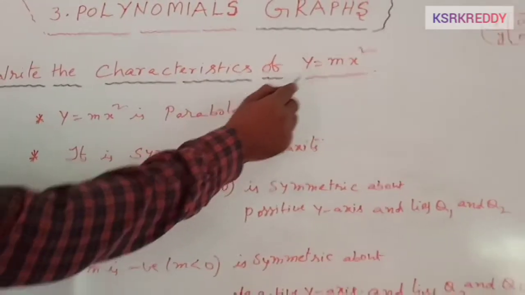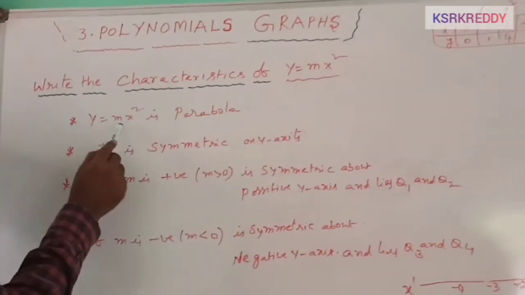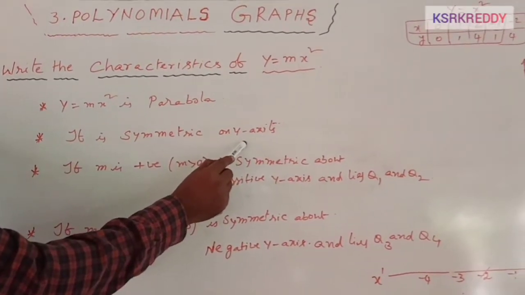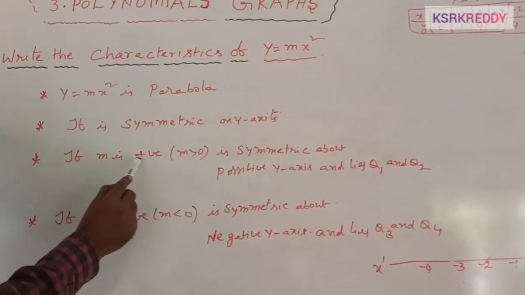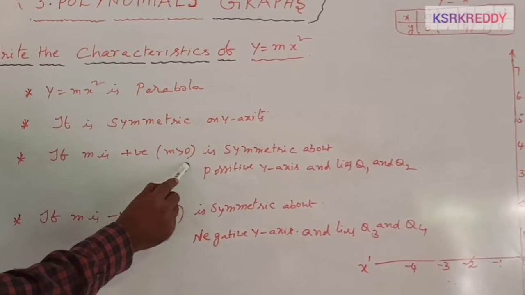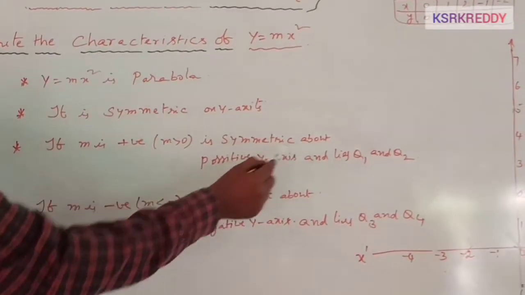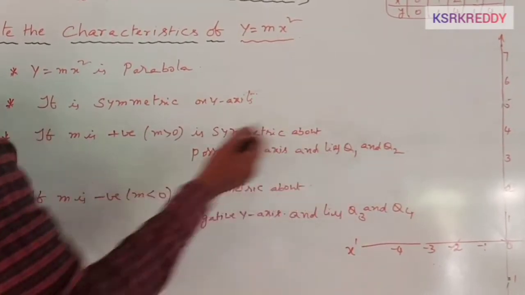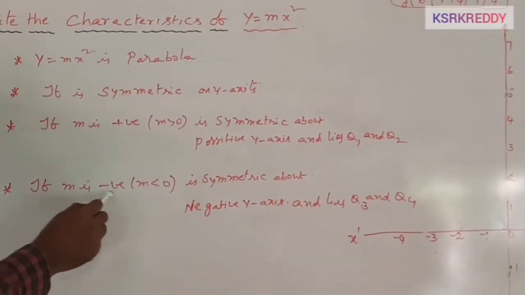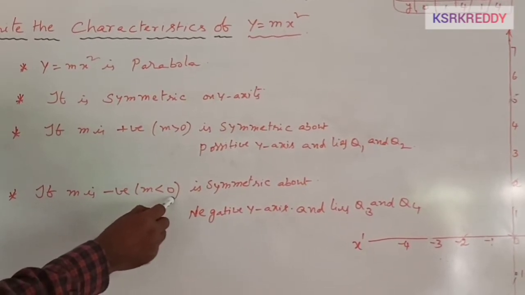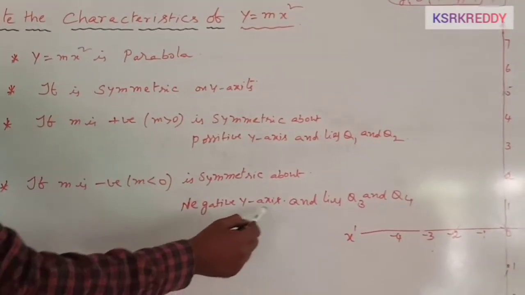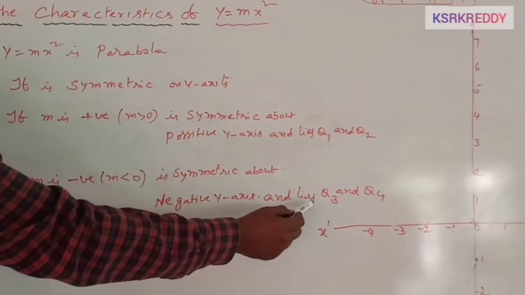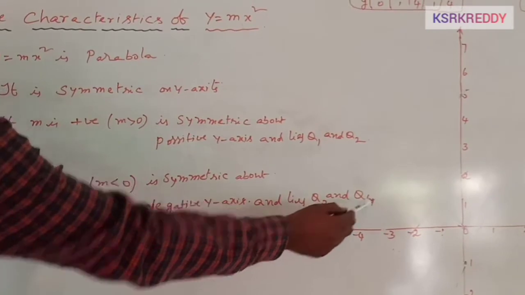Write the characteristics of y equal mx square. y equal mx square is a parabola. It is symmetric on the y-axis. If m is positive, that means m greater than 0, it is symmetric about the positive y-axis and lies in Q1 and Q2. If m is negative, that means m less than 0, it is symmetric about the negative y-axis and lies in Q3 and Q4.